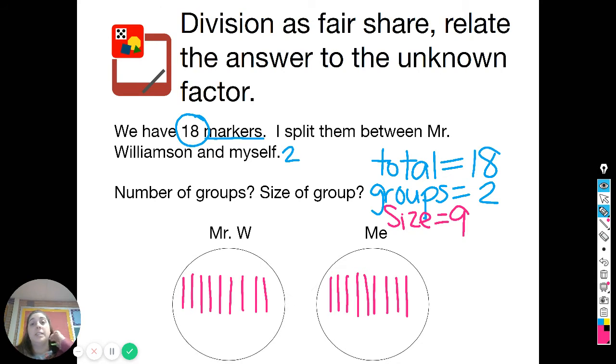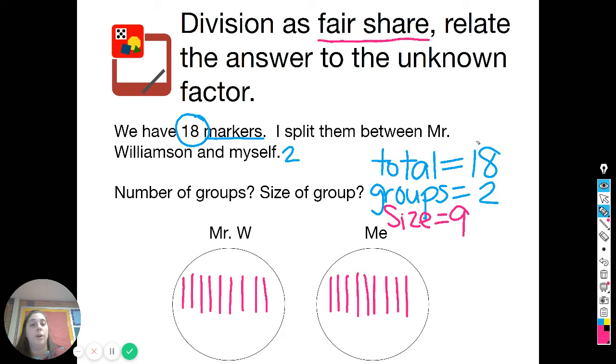Now what I like to do is double check my work to make sure that I didn't mess anything up. To do division, it has to be fair. It has to be a fair share. So I need to make sure that both groups have the same number. So I'm going to double check by counting my other group. 1, 2, 3, 4, 5, 6, 7, 8, 9. Okay, so I have 9 markers. Mr. Williamson has 9 markers.